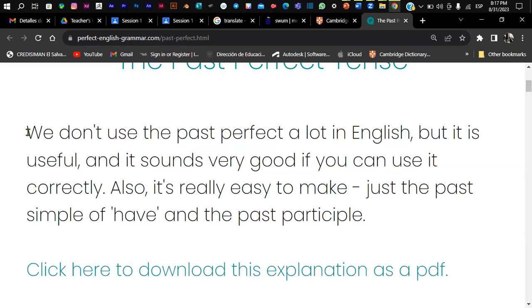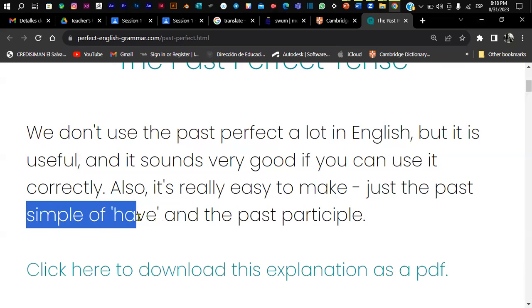We don't use the past perfect a lot in English. But it is useful and it sounds very good if you can use it correctly. Also, it's really easy to make. Use the past simple of have and the past participle. Okay, thank you. There it is. Use the past simple of have.